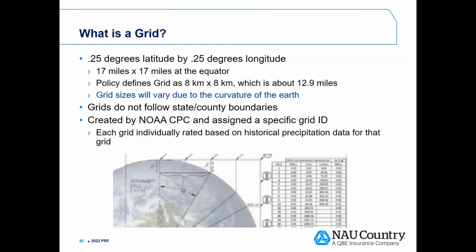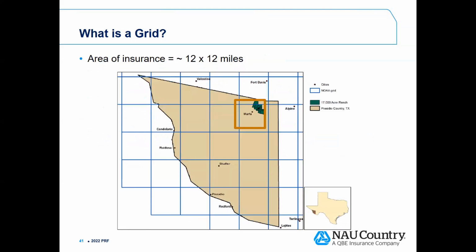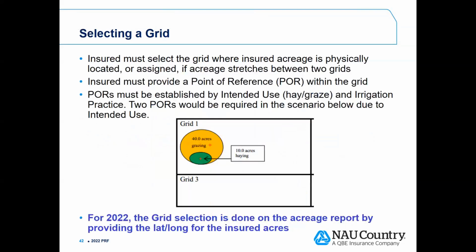It's, like I said, just one of those deals where the curvature of the earth allows for the grid to be a little bit bigger than the 12 by 12. So about 12 by 12 is a good way to say it. This is just a picture of approximately a 12 by 12 mile grid. I hit on this a little bit earlier.